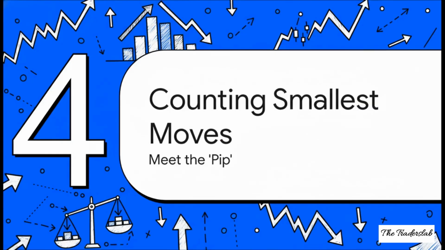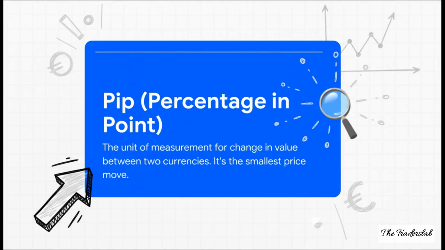So, we've got our price and we've got our size. Now, how do we measure our profit or loss? We don't really talk in dollars and cents, we talk in pips. A pip, which, by the way, stands for percentage in point, is the smallest standardized move a currency price can make. Just think of it as one little point of movement. It's the fundamental unit we use for tracking a trade's performance.